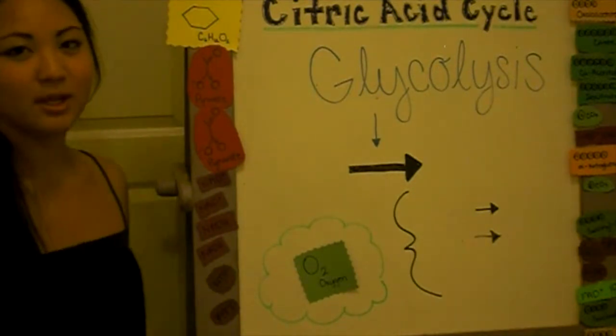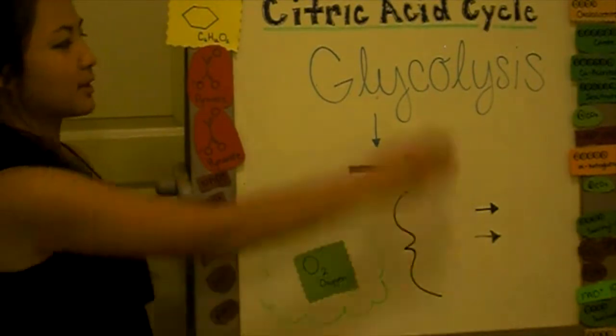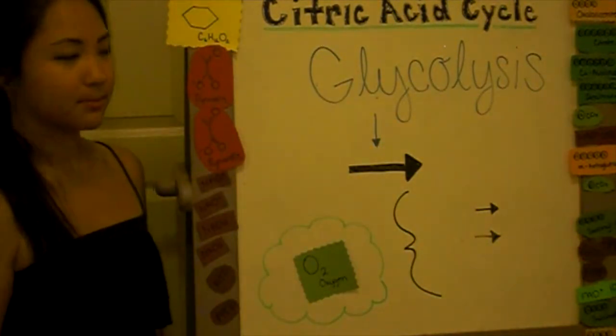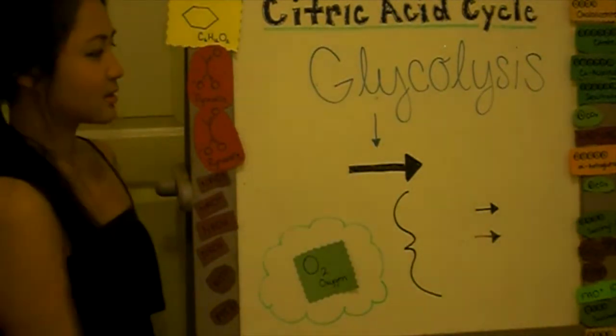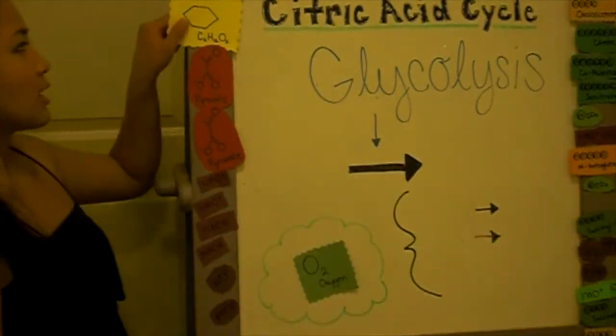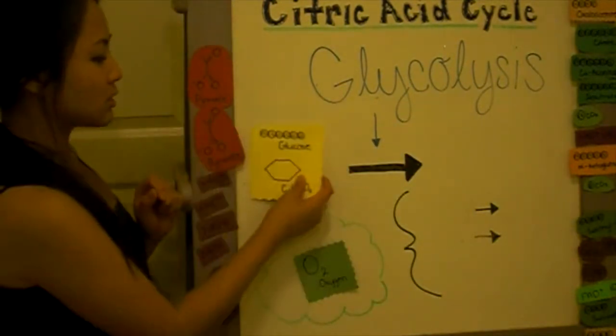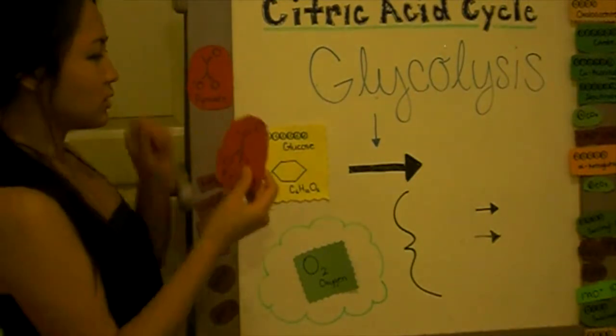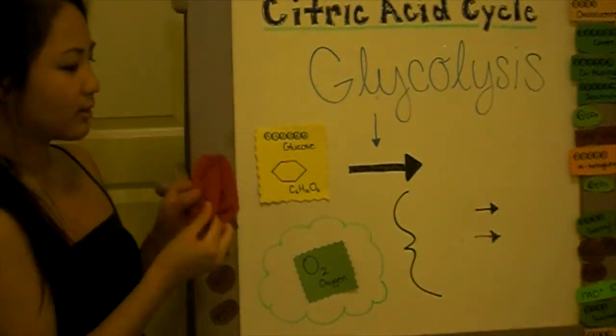My name is Hannah Apuela, and in this video I will be talking about the citric acid cycle, which is the second step in cellular respiration. The first step is glycolysis, which takes one molecule of glucose and converts it into two molecules of pyruvate.